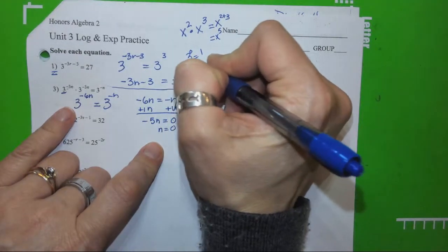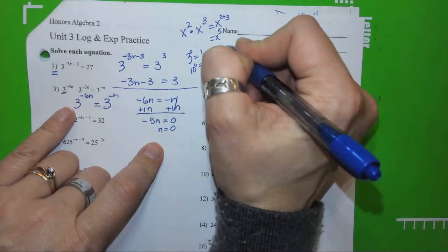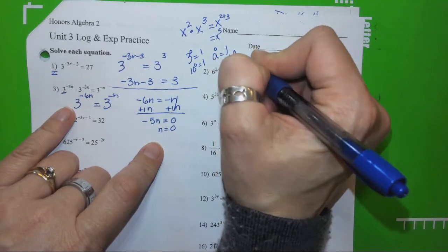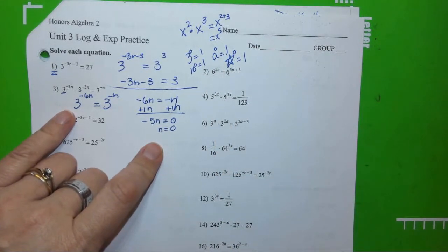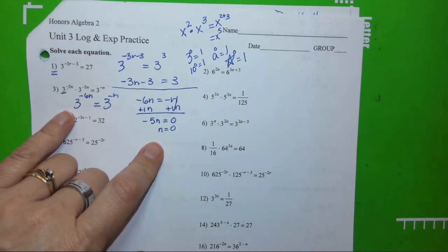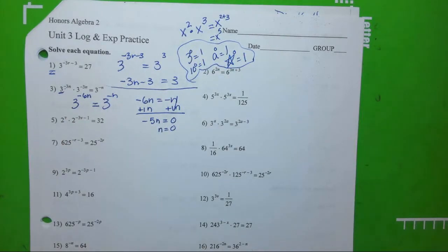Okay, so along with that, what would 3 to the 0 be? 1. What would 10 to the 0 be? 1. What would a to the 0 be? 1. What would star to the 0 be? 1. Doesn't matter what you're raising to the 0 power, it's always equal to 1. So that's a little remember-when.